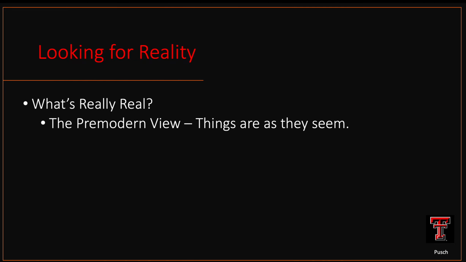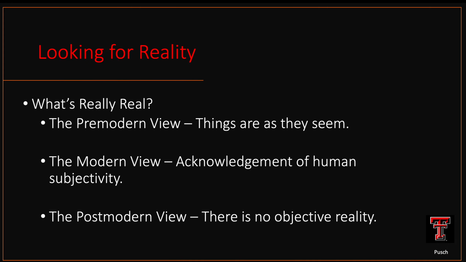Okay, so now we're going to look at a few of the different views of reality. The pre-modern view, this is basically things are just as they seem. The modern view, which acknowledges human subjectivity, and the postmodern view that says there really is no objective reality.